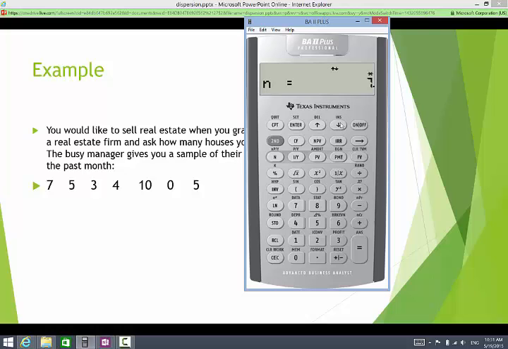We scroll down. N is equal to 7. We scroll down again. X bar is equal to 4.857142857. That's from last lesson. And I'm going to store it because I'm going to need it later. So I'm going to go store 0. And my X bar is saved as 0. And then I'm going to scroll down again. And there's my sample standard deviation, 3.132. So I'm going to go store 1. And I've saved that. And if we scroll down again, we'll see that it gives us the population standard deviation.